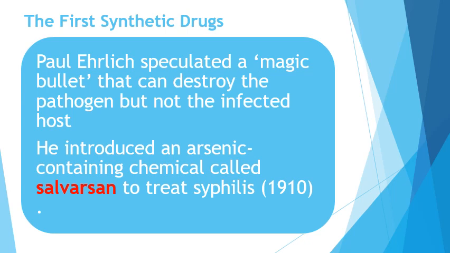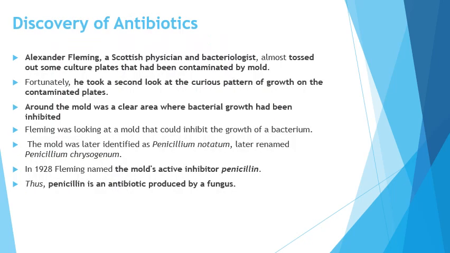Here we have the first synthetic drug. Paul Ehrlich speculated about a magic bullet that could destroy the pathogens but not the infected host. He introduced an arsenic-containing chemical called salvarsan to treat syphilis. In the third era of the golden history of microbiology, one of the most prominent advances is the discovery of antibiotics.